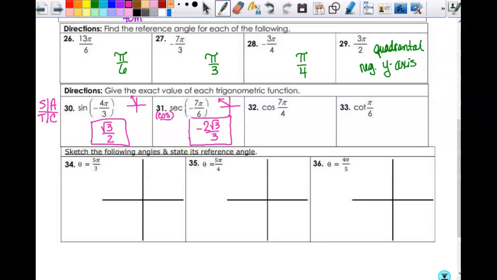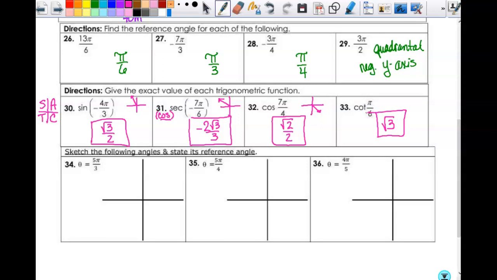Okay? All right, so then I have cosine of 7 pi fourths. All right, so that means I need the cosine of pi fourths, which is the square root of 2 over 2. Then I need to figure out what quadrant I'm in. 7 pi fourths, well 8 pi fourths is all the way around, so I'm in the fourth quadrant, and in the fourth quadrant, cosine is positive. So this is my answer. Cotangent of pi 6. Well, cotangent is the reciprocal of tangent. The tangent of pi 6 is the square root of 3 over 3. The reciprocal of that to get cotangent is just the square root of 3. And since this is in the first quadrant, it's positive.